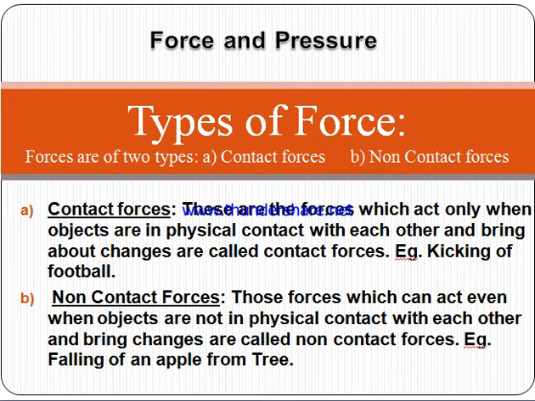Next, what are the types of forces? There are two types of forces named contact force and non-contact force. So what is contact force? Contact means physical contact, physical touch. These are the forces which act only when the objects are in physical touch with each other and bring about changes. Examples: kicking a football, kicking a cricket ball, giving a kick to another person, etc.